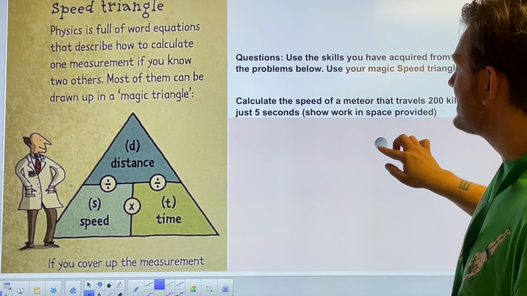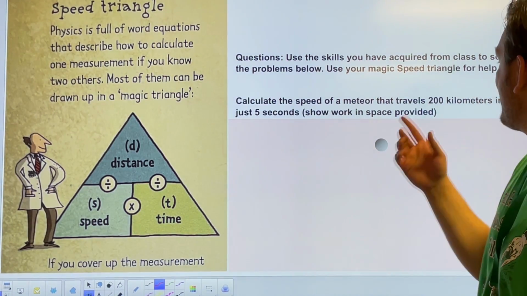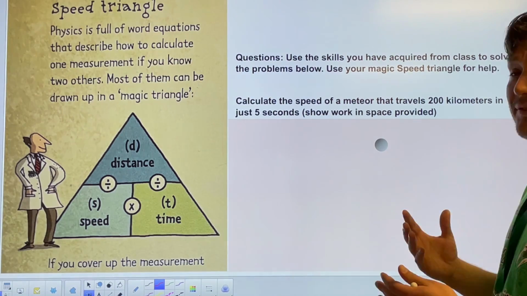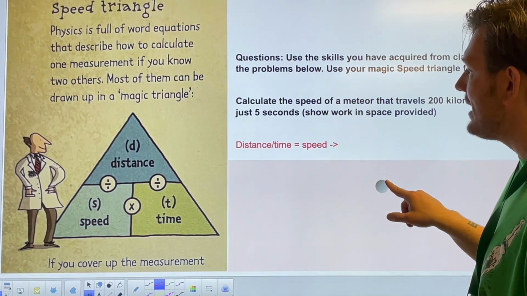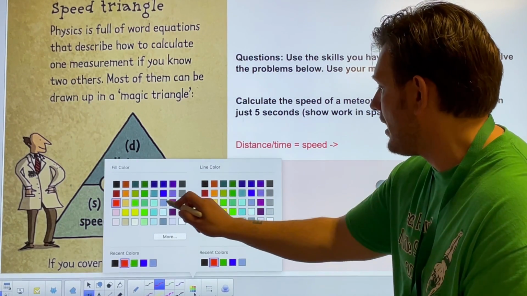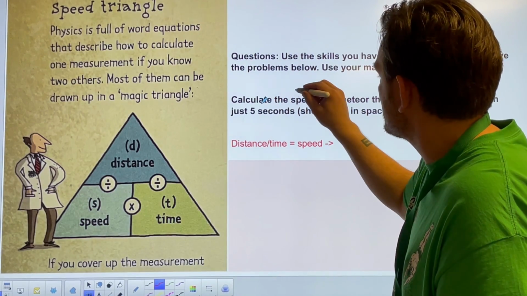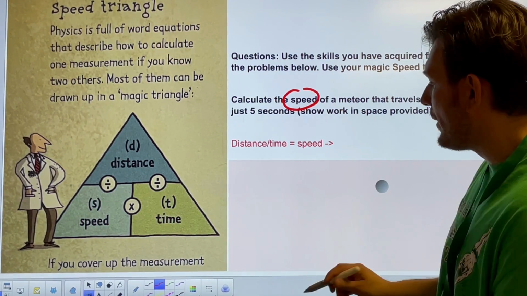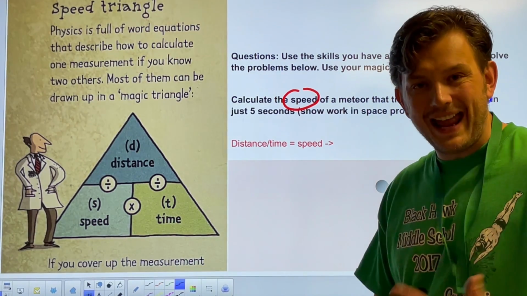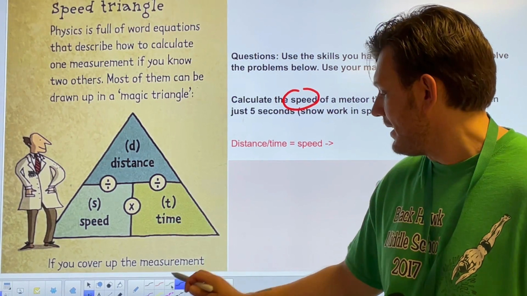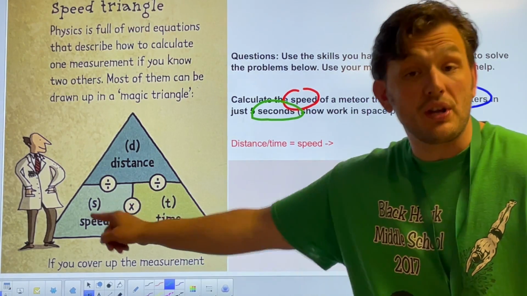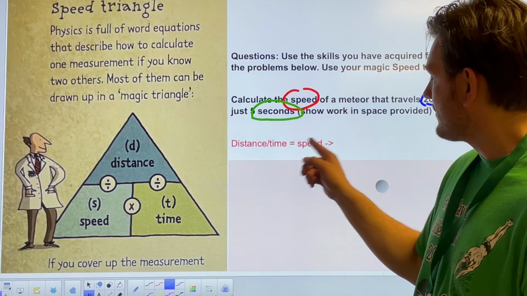So I have one, and it says calculate the speed of a meteor that travels 200 kilometers in just 5 seconds, okay? Because meteors go fast. So we have to look at what do we know. First, we're trying to figure out the speed. It tells us on there that we are trying to find the speed right here. Okay, that's our goal. So what do we know? We know the distance. The distance is 200 kilometers. Then we also know the time. The time is 5 seconds. And we see that distance divided by time will give us the speed, okay? So I just go distance divided by time to get speed.